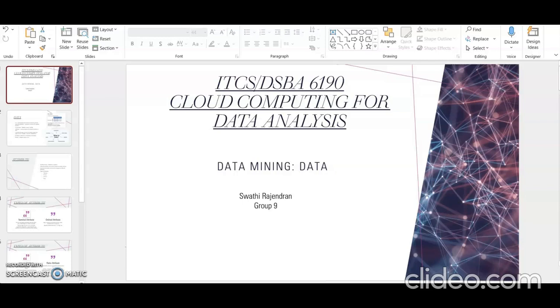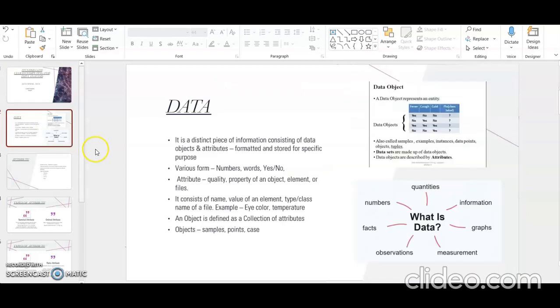My presentation is going to be about data and its attributes. What is data? Data is a collection of objects and their attributes. It is a piece of information consisting of objects and attributes, formatted and stored for a specific purpose. It takes various forms like numbers, facts, graphs, information, measurements, etc.